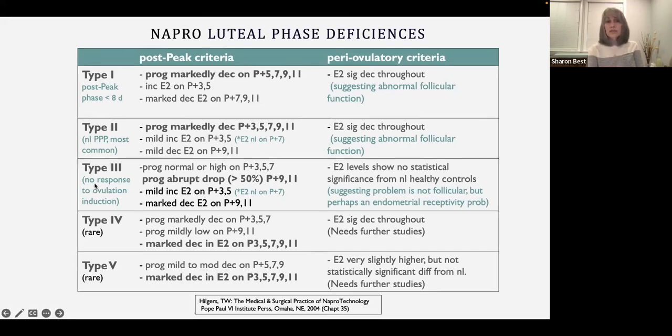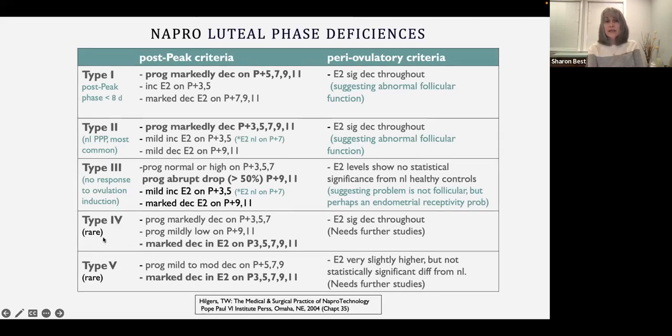So type 3 is a little more interesting. In this type, you're going to see a precipitous drop greater than 50% in P plus 9 or 11. I've seen this drop occur as early as P7. I recently had a patient who had a very high progesterone, so the first 2 progesterones on P plus 3 and 5 can be high or normal. Hers was quite high on P3 and 5, and then she dropped precipitously by 50% on P7, and then dropped another 50% by P9. So she was extremely low on P9. Her progesterone was actually 4 at that time.